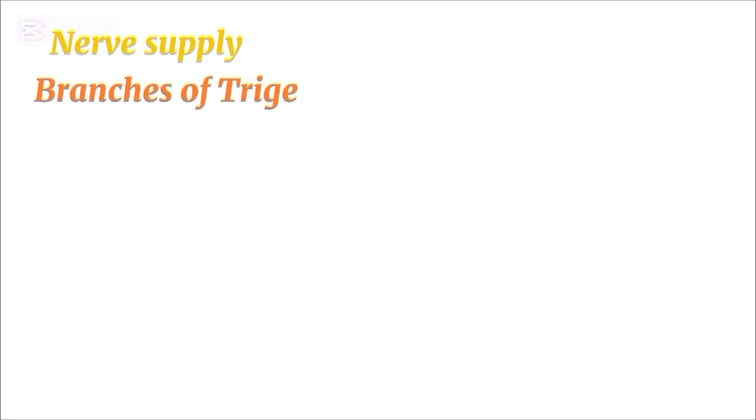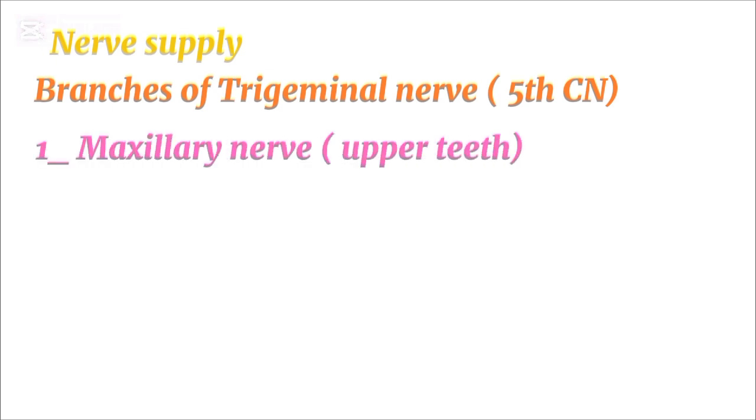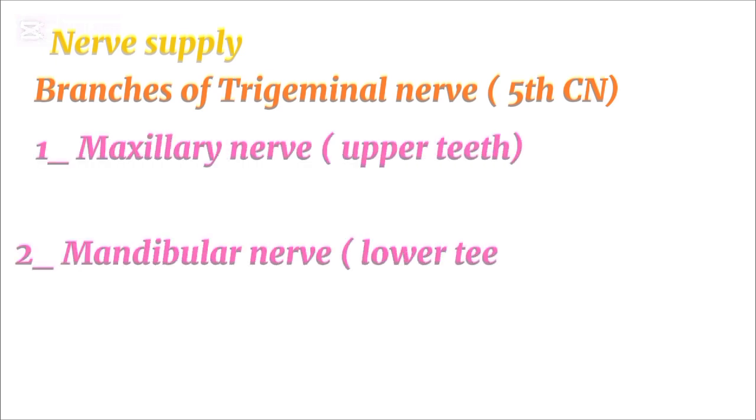Nerve supply to the teeth. Teeth are supplied by branches of fifth cranial nerve, trigeminal nerve, and these branches are maxillary nerve that innervates the upper teeth and mandibular nerve that innervates the lower teeth.